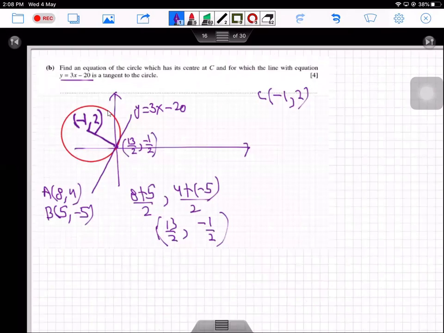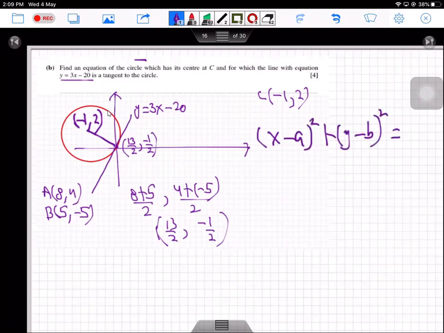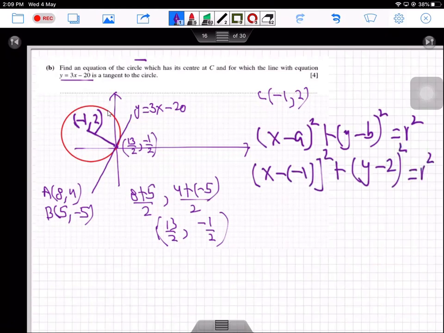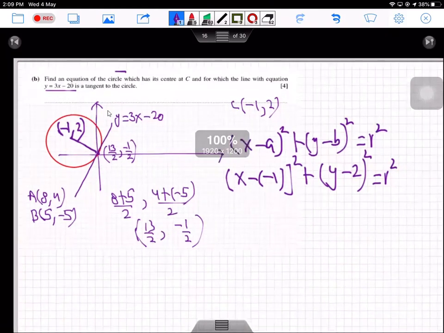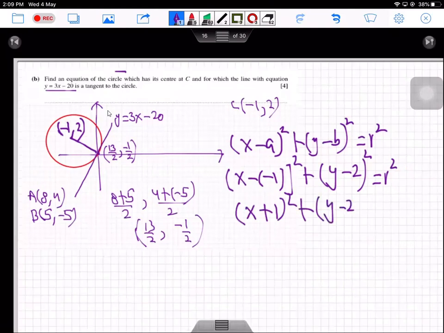Okay, so you don't know the value of r square. So what is your requirement? Actually finding the equation of the circle. So the equation of the circle is in the form of x minus a whole square plus y minus b whole square is equal to r square. So the center of the circle is -1, 2. So x minus -1 whole square plus y minus 2 whole square is equal to r square. R square is unknown right now. We will find the value of r square. So this is x plus 1 whole square plus y minus 2 whole square is equal to r square.